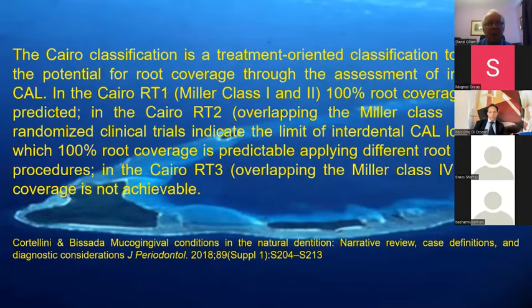And in Cairo RT3, overlapping the Miller class 4, full coverage is not achievable. So really, the situation with the Miller class 4 has still not been resolved, even with RT3. So I think from a clinical point of view, we have to manage it slightly differently. Okay, next slide, please.